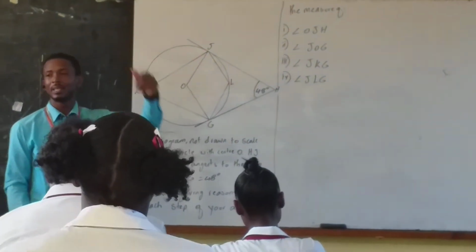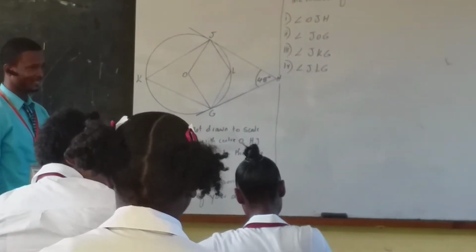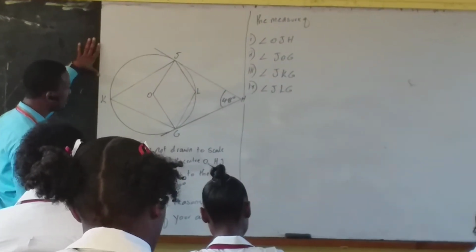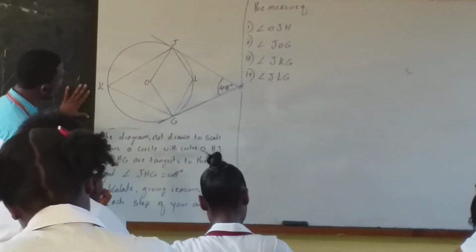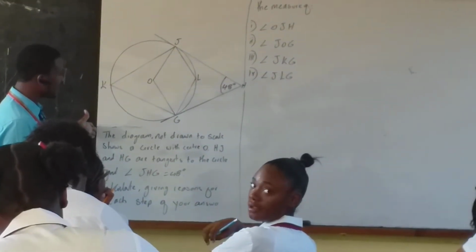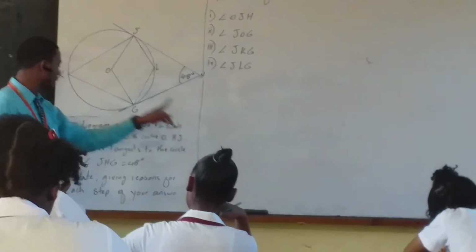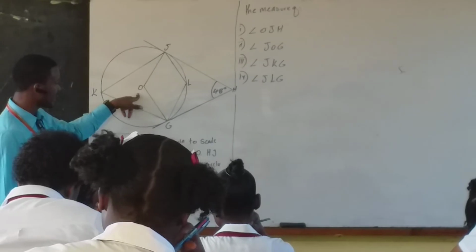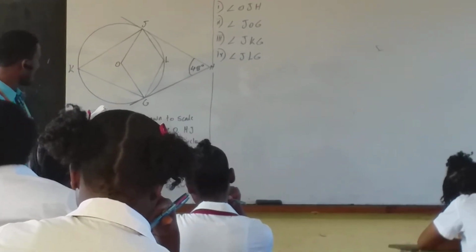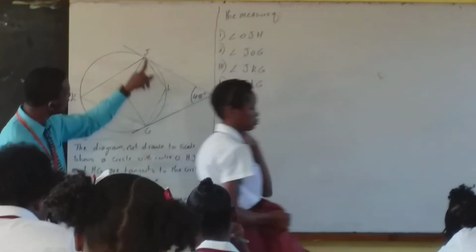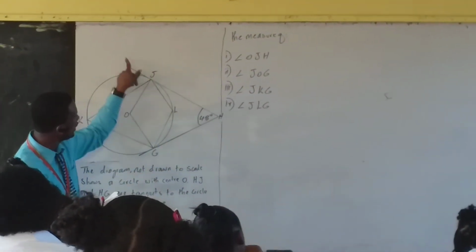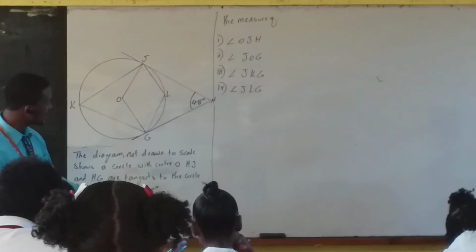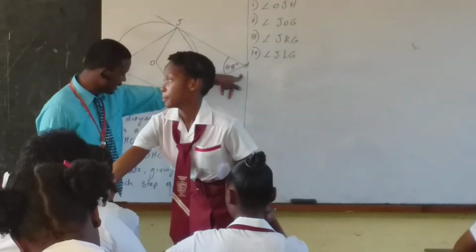Ready? Alright, so good morning class. Good morning, sir. Alright, so today we're going to be revising circle theorem, and so we have this diagram given to us. The information says the diagram, not drawn to scale, shows a circle with center O. So O is the center, HJ and GH are tangents to the circle. They touch the circle at one place on the outside. And angle JHG equals 48 degrees.